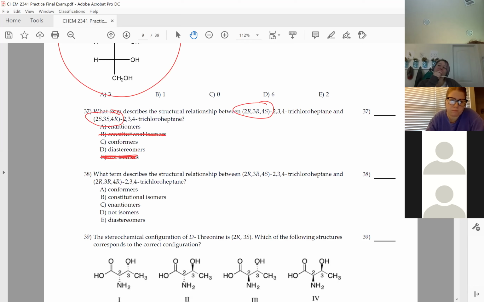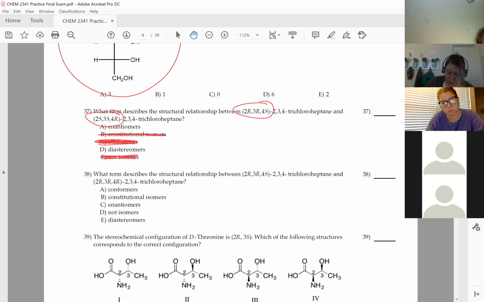Is there anything else that we can eliminate? You can eliminate enantiomers. I wouldn't eliminate that yet. Conformers? Conformers, right. Conformers just means rotation around sigma bonds. There's not just a difference of sigma bonds here, like rotation wise, if we have actual different stereochemical designations.